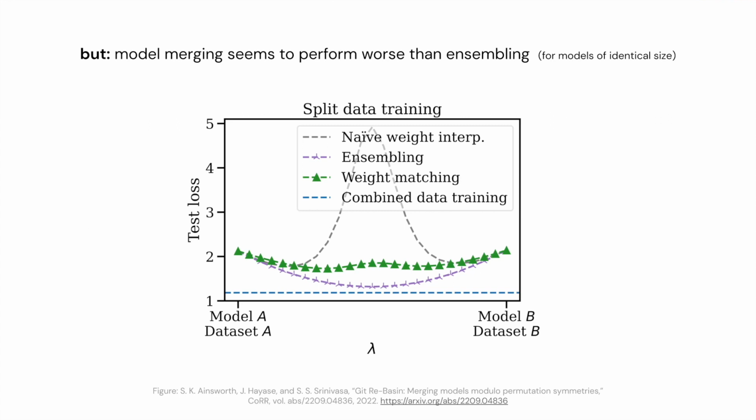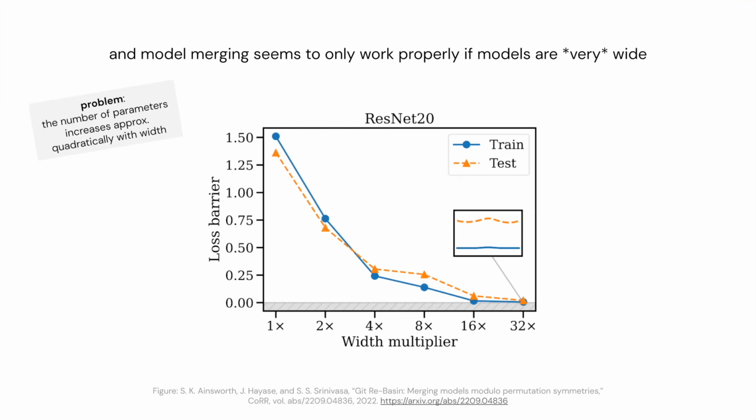And the other problem that you have when you want to do model merging is that in order to achieve what they call linear mode connectivity, so the same loss at every interpolation step between both models, you have to have models that are really, really wide. For example, in the ResNet architecture, they needed a width multiplier of 32 to actually achieve constant loss along the interpolation of both models.